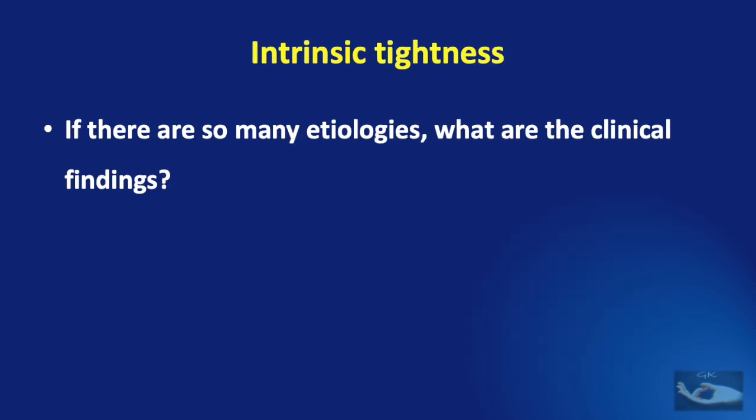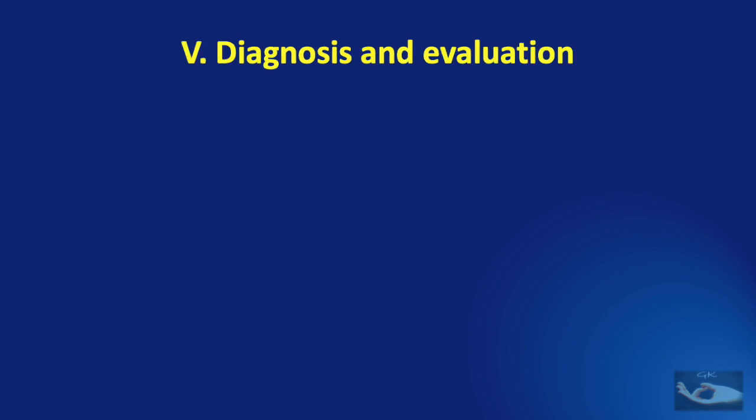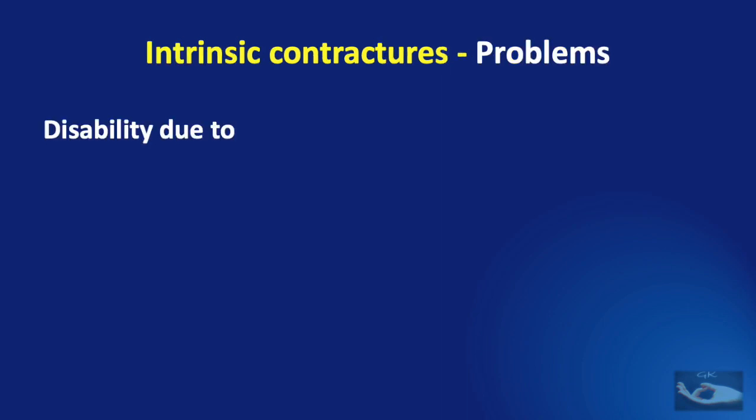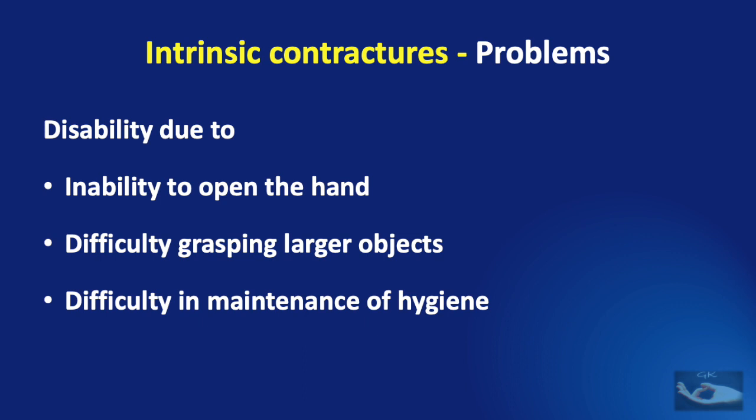If there are so many etiologies, what are the clinical findings? And how do we diagnose and evaluate these problems? Patients will most commonly present to the hospital with disability due to inability to open the hand and hence difficulty in grasping larger objects, and sometimes in severe intrinsic contractures, difficulty in maintenance of hygiene.